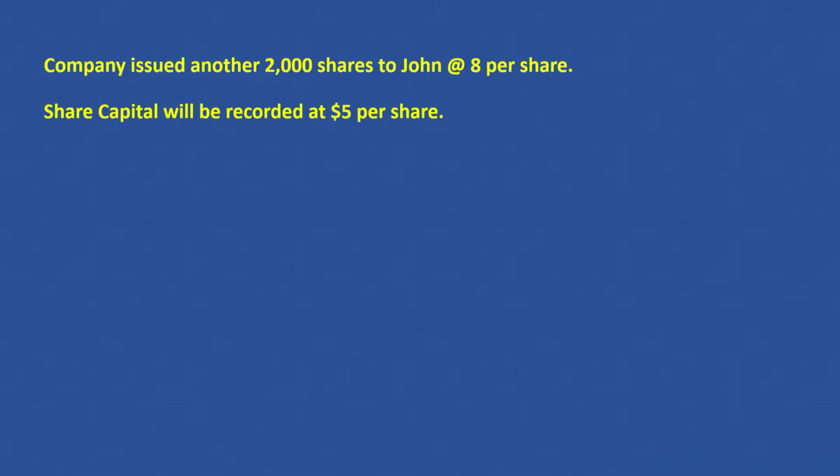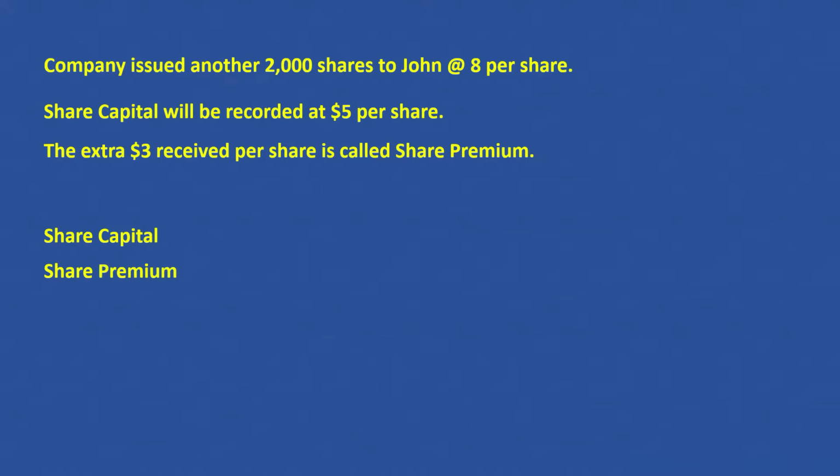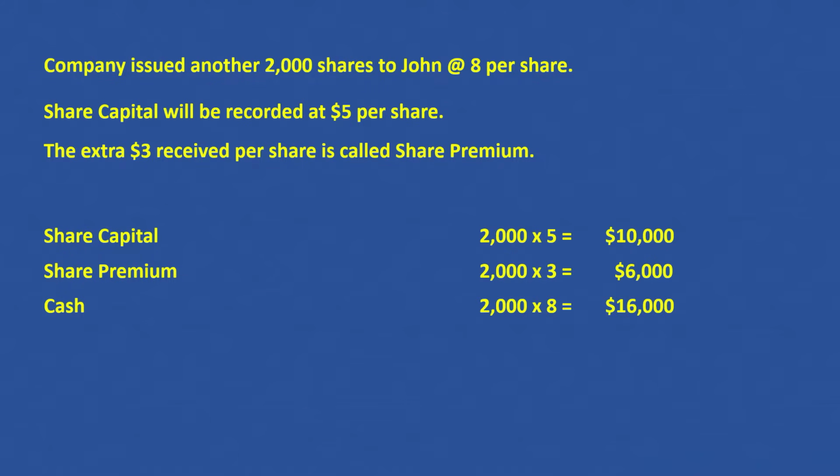So the original share capital will still be recorded at $5 per share, and the extra $3 that the company will be receiving will be called share premium. Now if we record that, we will say share capital, share premium, and cash. Share capital is going to be 2,000 into 5, $10,000. Share premium is going to be 2,000 into 3, that is $6,000, and the total cash that the company will be receiving will be $16,000.